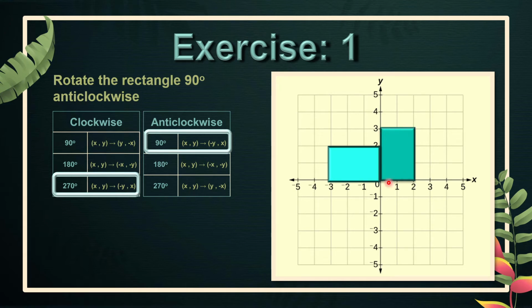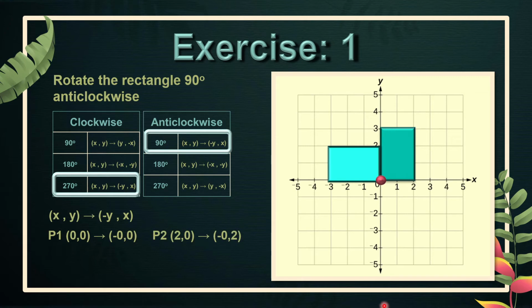Okay, let's see what happened to the points of the rectangle. First, remember the rule we are using: x and y become negative y and x. So the first point is 0 and 0 here. We will apply the rule. We will take the x and put it in y's place and put the y in x's place and make it negative, so it will be negative 0 and 0. Of course, the negative won't affect the 0, so it will remain 0 and 0.